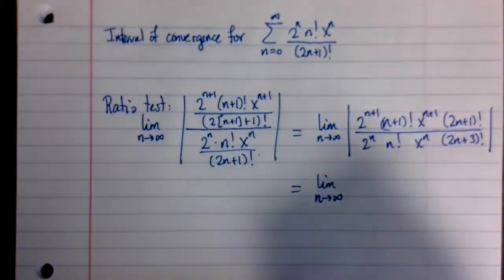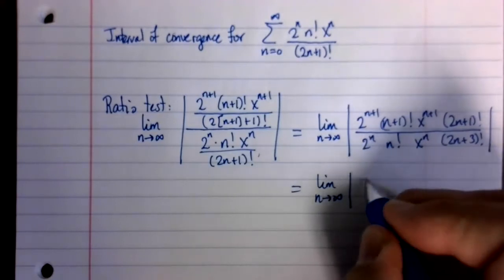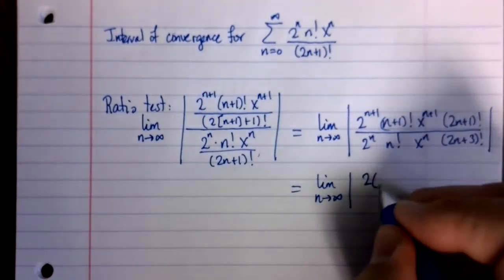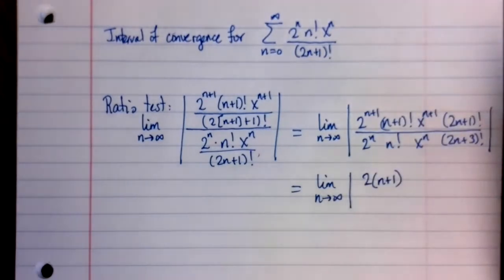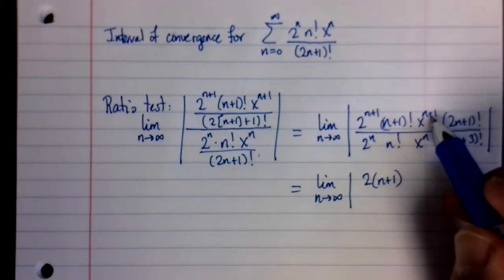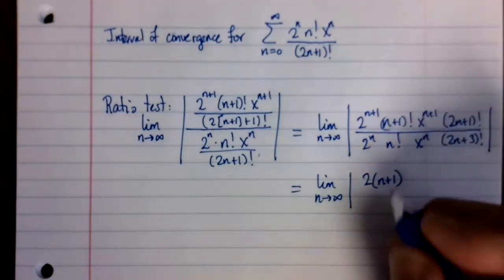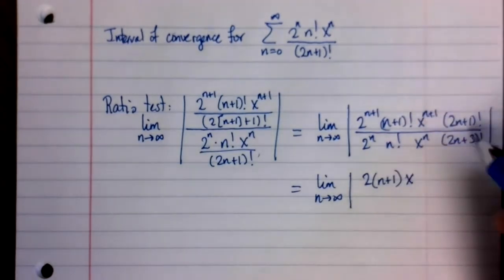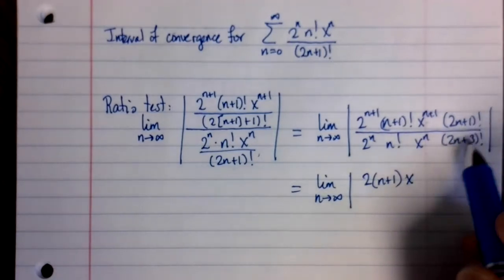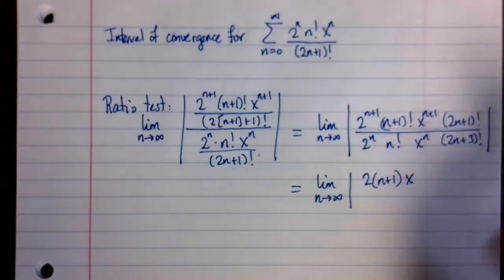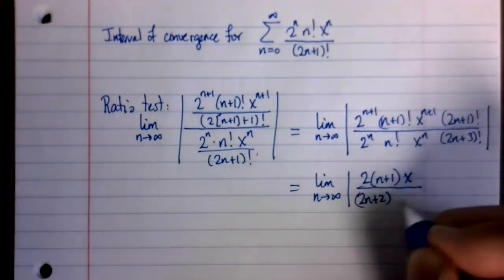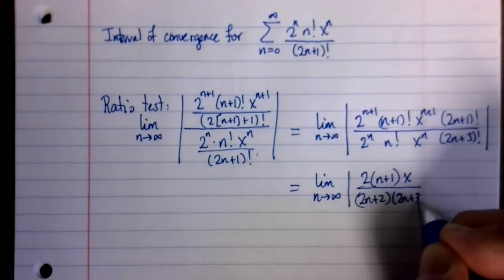All right, lots of stuff cancels. So we'll get 2 here. n plus 1 factorial over n factorial is n plus 1. Here we have x to the n plus 1 divided by x to the n, which gives me x on top. And then in the denominator, this is 2n plus 1, this is 2n plus 3, so I have 2 extra terms on the bottom, 2n plus 2 and 2n plus 3.